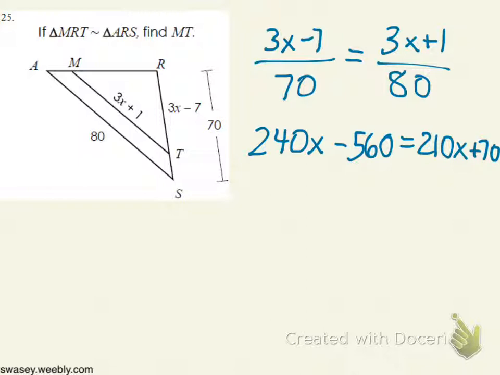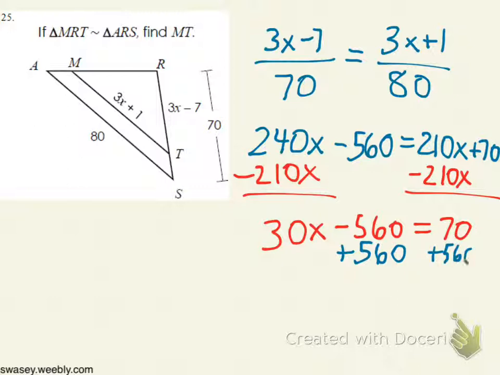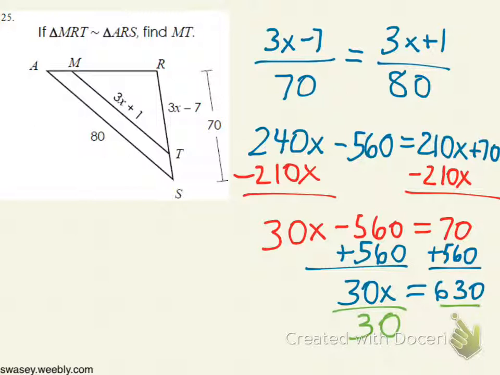Alright, and then we've got variables on both sides, so let's get the variables on one side. Subtract 210x from each side. You get 30x minus 560 equals 70. Let's get the constants together, so let's add 560 to each side. And so we get 630 equal to 30x. To get rid of multiplying by 30, divide by 30. And we get 21.